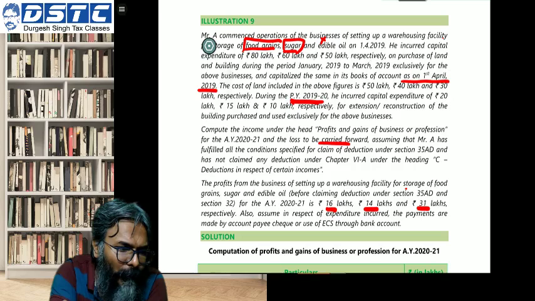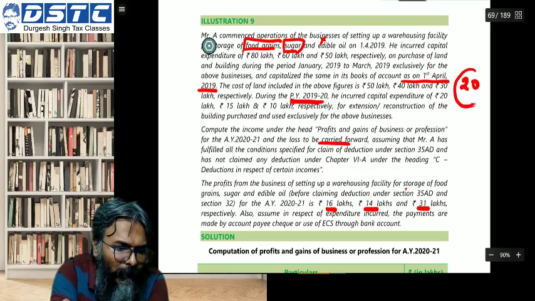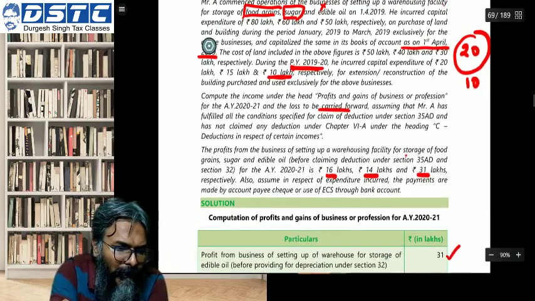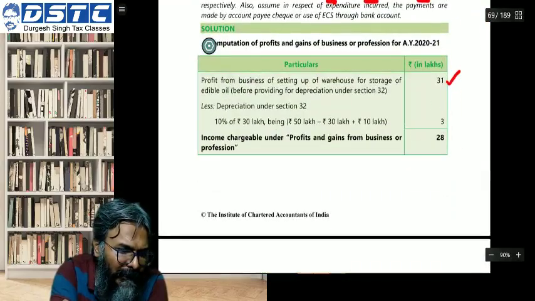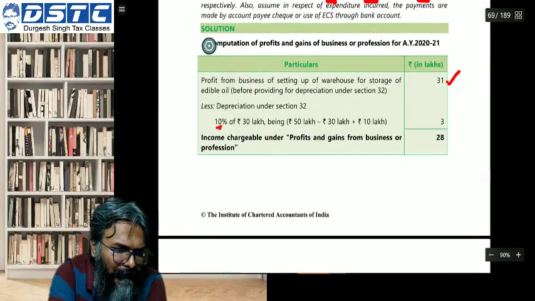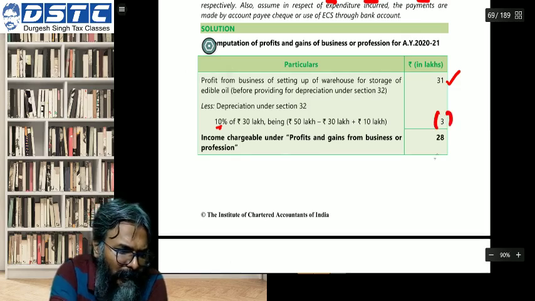First one I have already told you. Out of 50 lakhs, 30 lakhs represents the land. So 20 lakhs is the only eligible part, isn't it? And in the next case, 10 lakhs for this particular edible oil infrastructure. So before the commencement of business it is 20 lakhs. After the commencement of business it is 10 lakhs. So in all, it is 30. On 30 lakhs, apply 10% to get the depreciation under section 32. So income chargeable under the head PGBP is 28 lakhs.